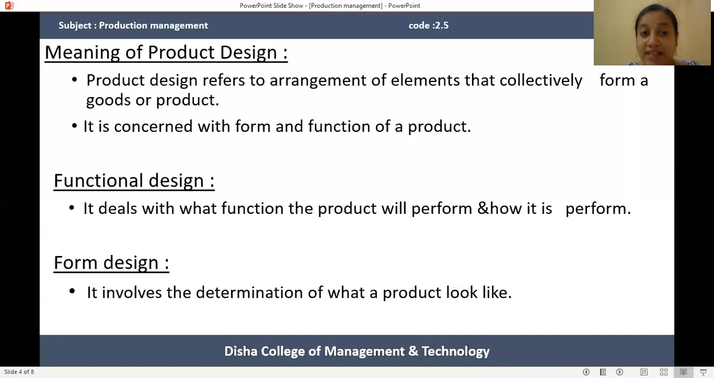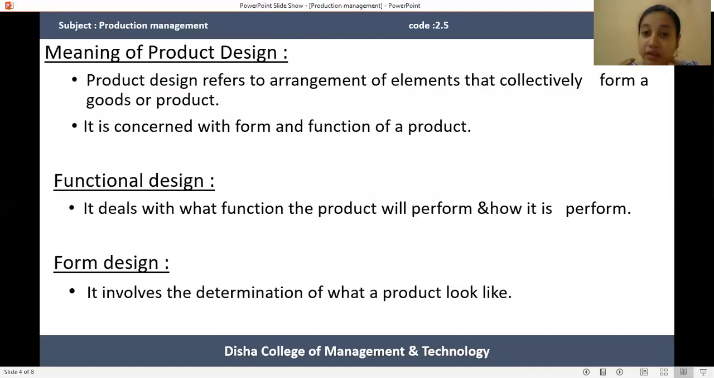While designing the product, he has to make various designs related to how the product looks like. He has to design the shape, size and appearance of the product. Directly we can say he has to design the look of the product, and he has to design various functioning parts of the product also.